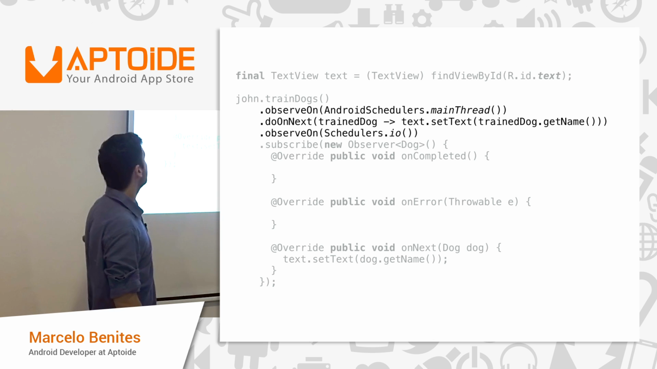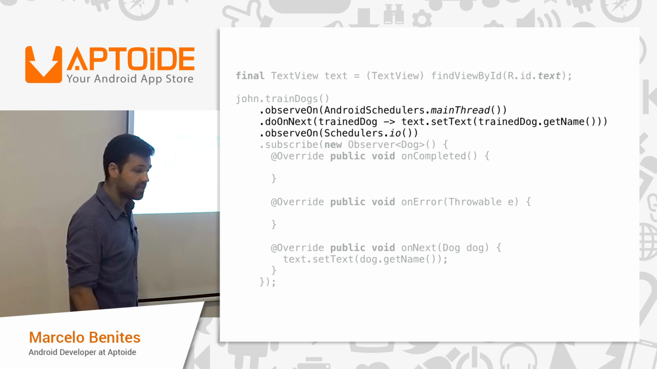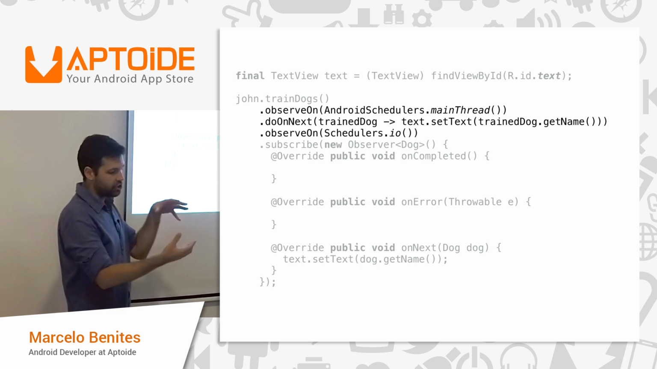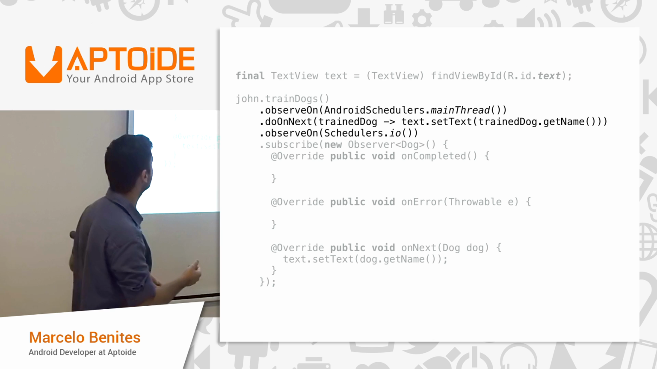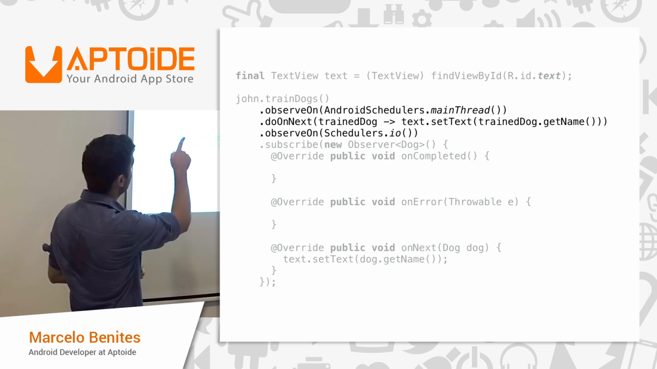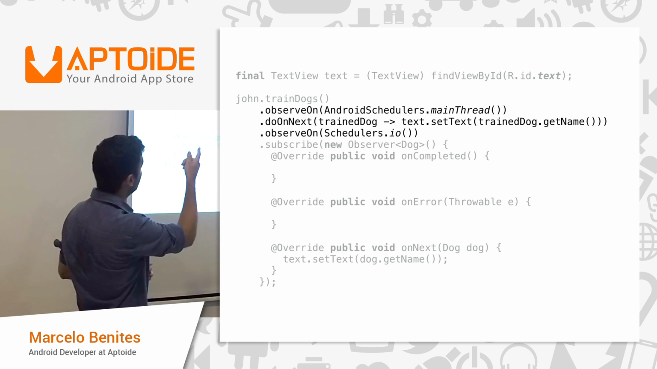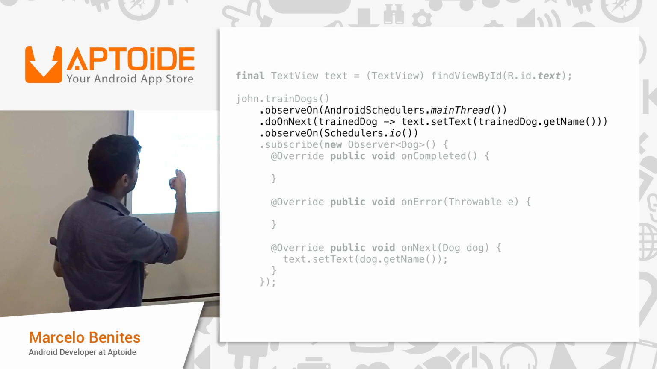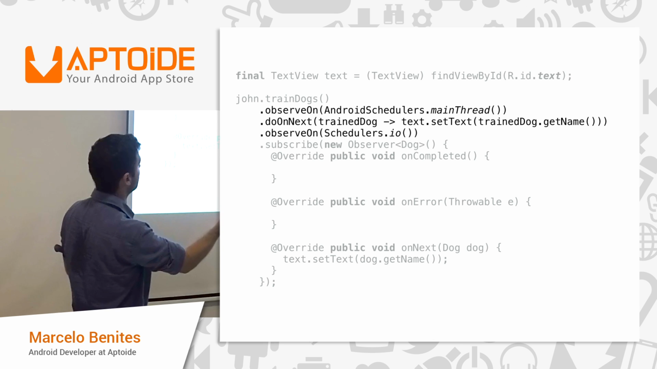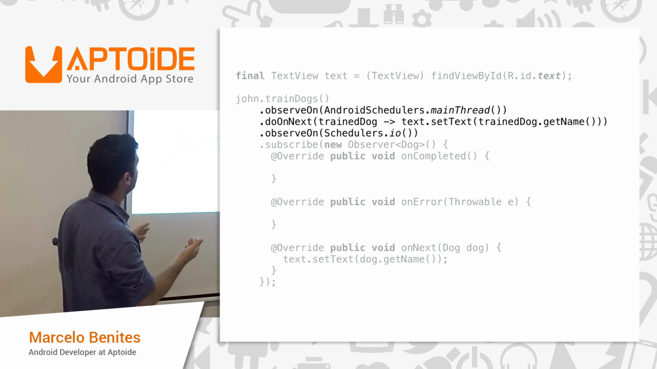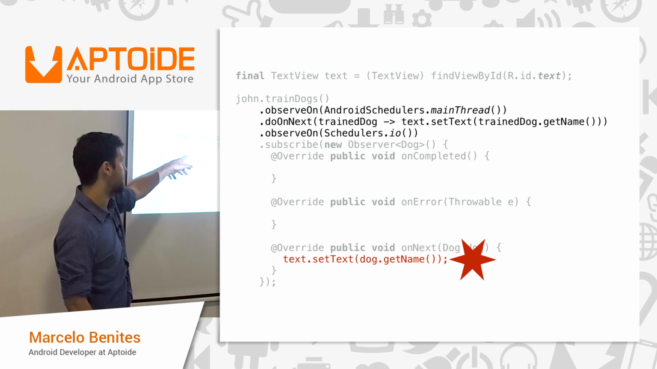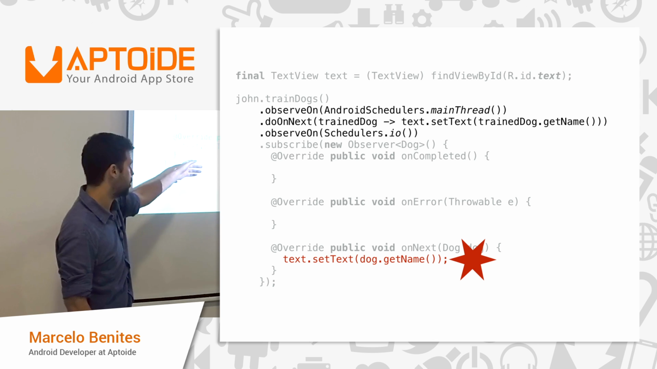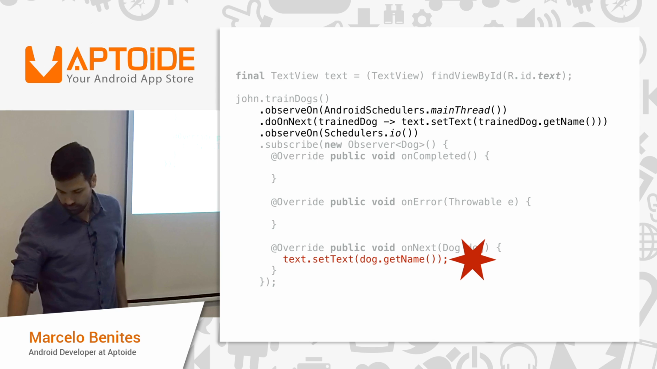Here I'm going to use a different operator called doOnNext that will not change the chain, but will perform side effects in the middle of the chain. So I'm saying that I'm going to observe on the main thread and then call doOnNext so I can safely set the text of the view. And then I'm changing back to the I/O scheduler. And then it crashes here because we are in the I/O thread, that's not the main thread, and we cannot change the text view.